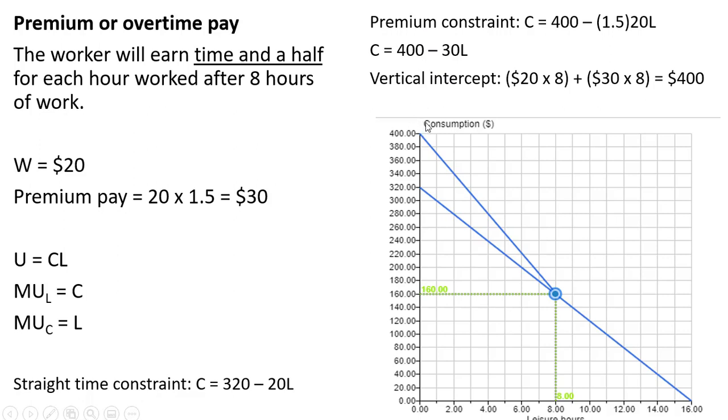So where's this $400 coming from? The first 8 hours of work, the person would get paid $20 an hour. Any hours of work in excess of that, and it's possible to work 8 hours of overtime pay, 8 times the time and a half, or $30 an hour. Adding this all up, we get the $400, or the vertical intercept. So if the person worked 16 hours a day, the person would make $400, thus the vertical intercept.